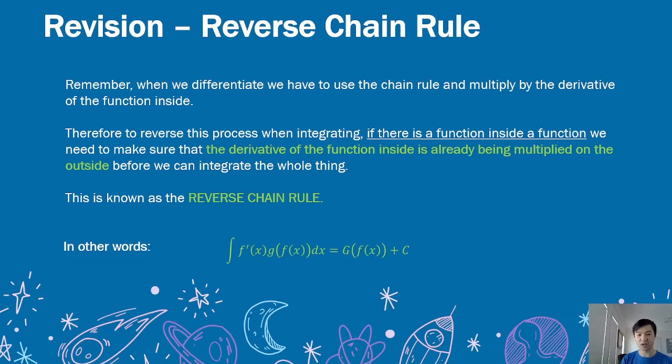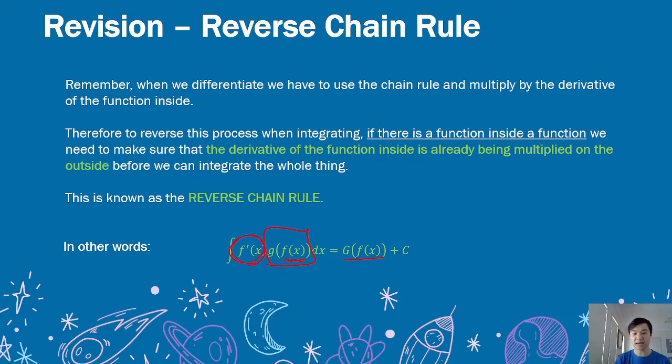So basically, in other words, if you have a function, let's say you've got g of f of x, and there's a function inside, in this case, we've got f of x, you want to make sure that the derivative of the thing inside is already on the outside before you can then proceed to integrate this entire thing normally.